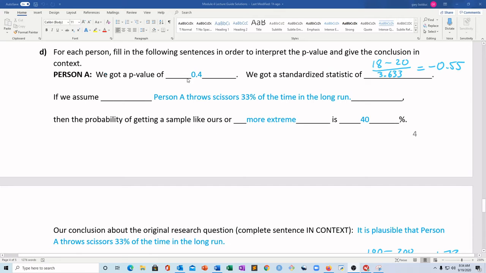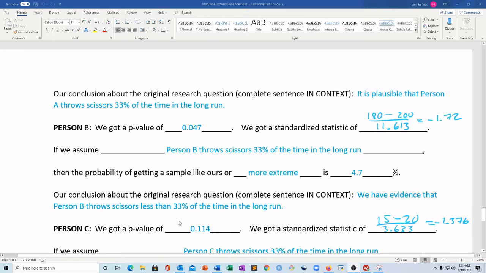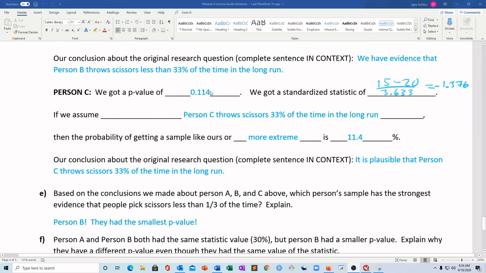So just to go back up to this one, because I missed it, a p-value of 0.4 is very big. So in that case, if you're looking back at your little number line, we're going to say the null is plausible. So it is plausible that, and then copy and paste the null in here. Person A throws scissors 33% of the time. Okay. And then the last one is, again, very similar. Calculate your p-value and your standardized statistic, copy and paste your null hypothesis. This sentence is very similar, and 0.114 is bigger than 0.05, so we're going to say the null is plausible.